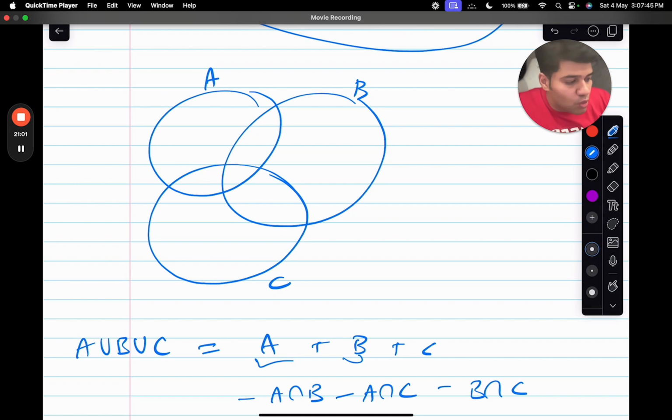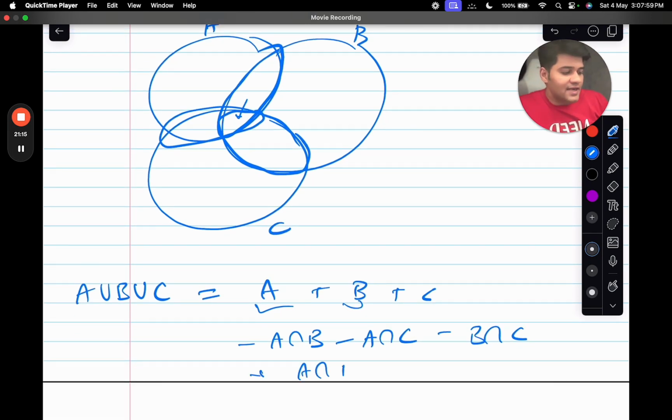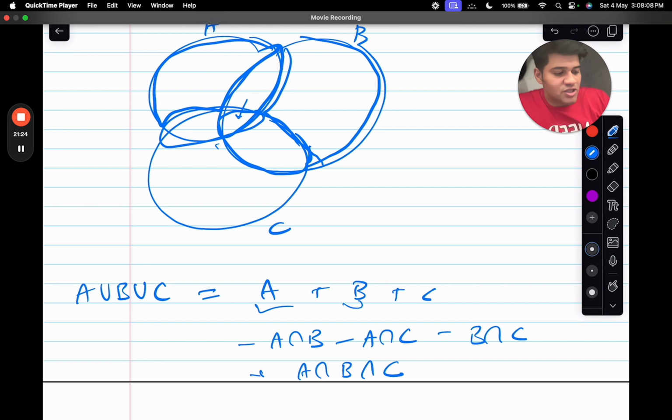So when you removed this part, this part, and this part, the common part got removed altogether. You'll have to add that back, so you'll have to add A intersection B intersection C. Now you would have elements of A, elements of B, elements of C, as well as the common part. Alright, so let us meet in the following examples and try to understand it more.